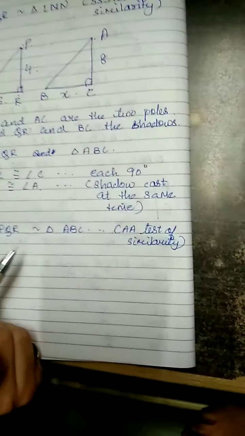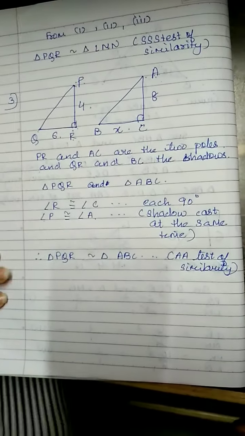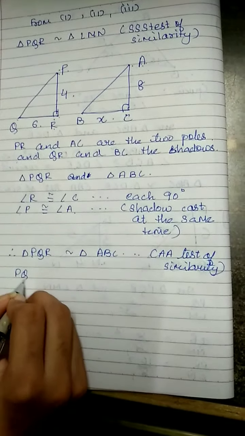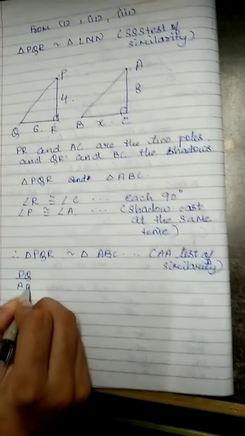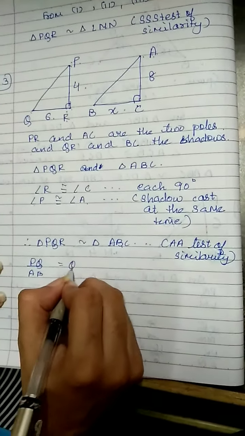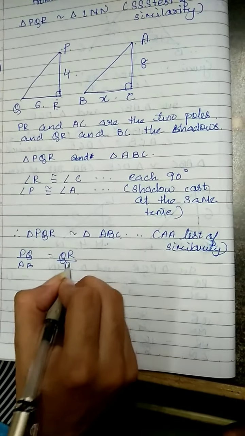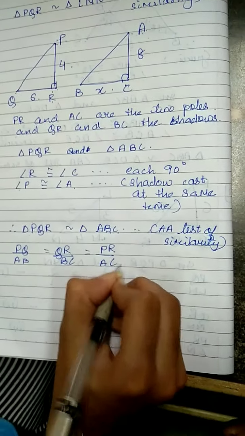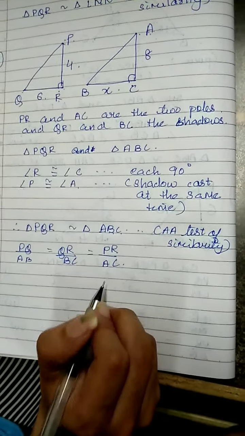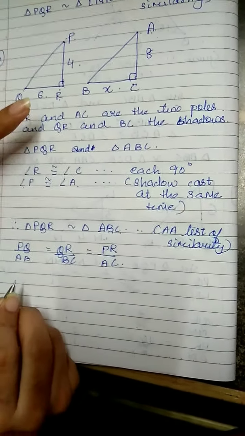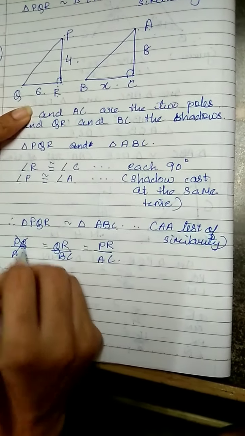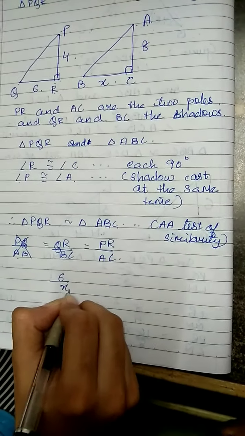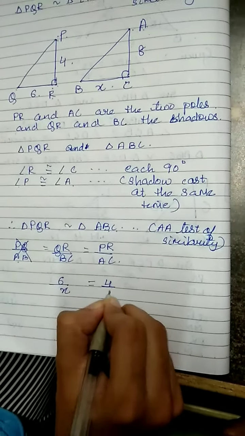As studied in 9th standard, we can take ratios of the two triangles, that is PQ upon AB, QR upon BC, and PR upon AC. Now substitute the values. PQ we don't know, AB also we don't know, so this ratio will get cancelled out. Next, QR is 6, BC is X, PR is 4, AC is 8.